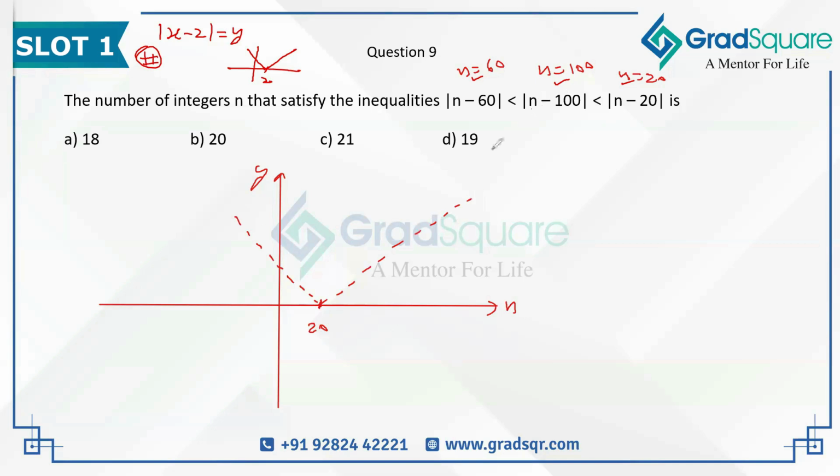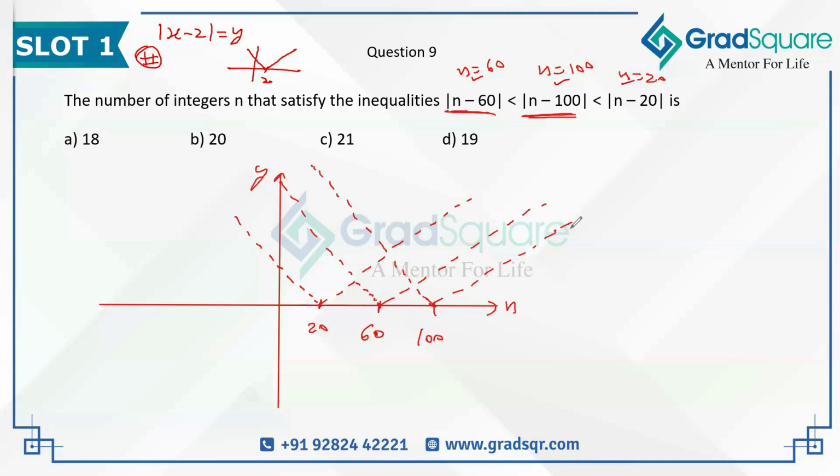Now, similarly, let's draw the modulus of n minus 60. If you look at modulus of n minus 60, you are going to generate a graph that moves very similar to the previous graph. So this is how it is going to move. And what about this one? Modulus of n minus 100 is going to bend at 100, let's say. So this is your 100 that you are talking about, and this is the graph of modulus of n minus 100.